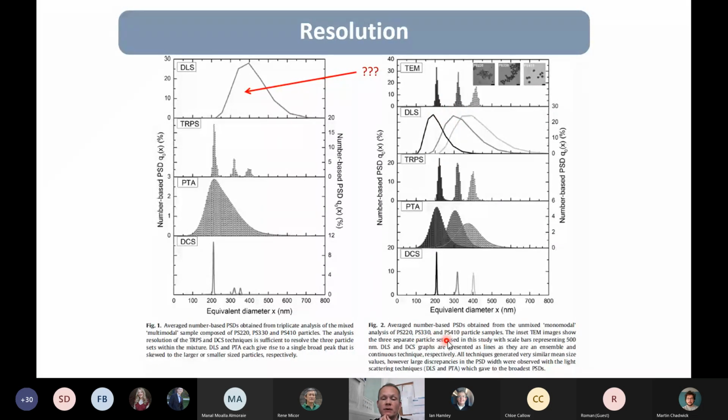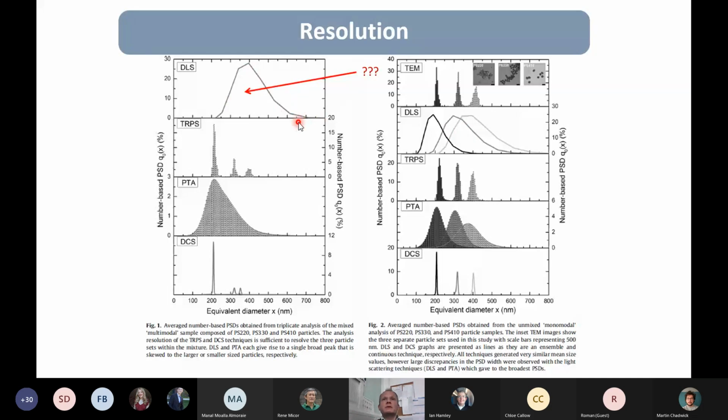In this paper published by an Australian team, they took latex particles with sizes of 220, 330, and 410 nanometers. They mixed them together and analyzed them by a bunch of experimental methods, such as transmission electron microscopy, dynamic light scattering, and particle tracking analysis. You can see that TEM can visualize these particles independently and analyze them when they are mixed in solution. However, dynamic light scattering can give the value of the hydrodynamic radius when you have just one type of nanoparticle in solution, but when mixed, it just gives a very broad peak.